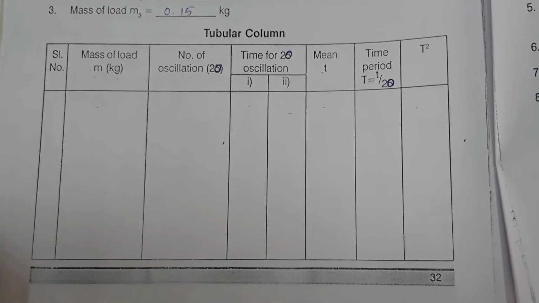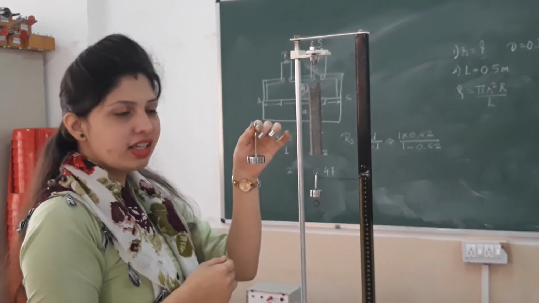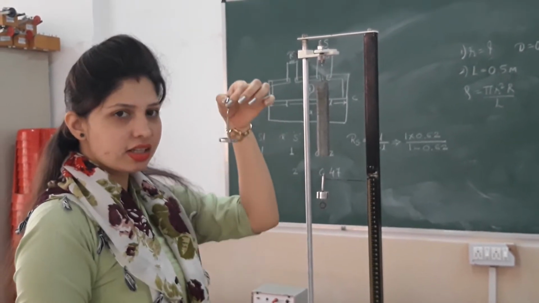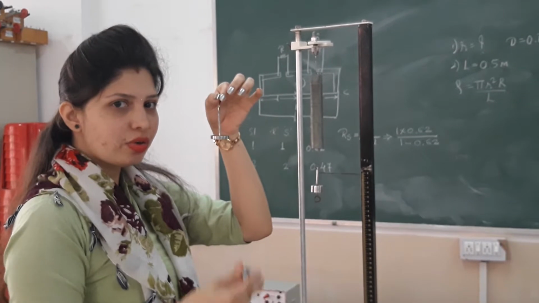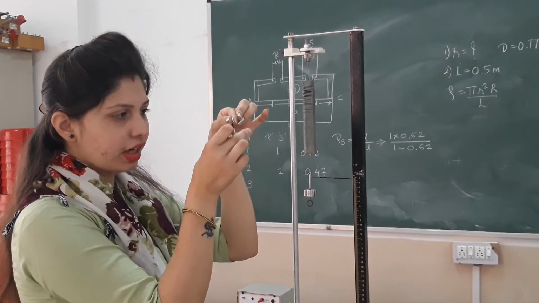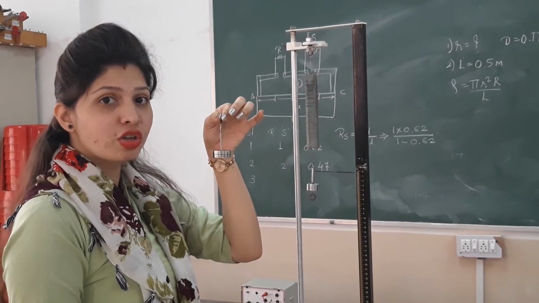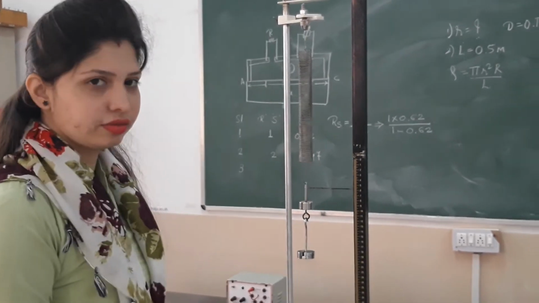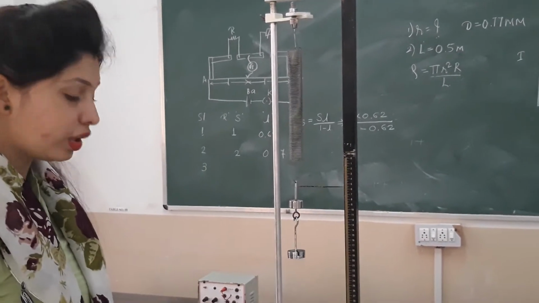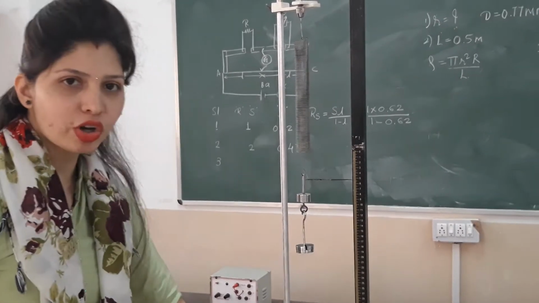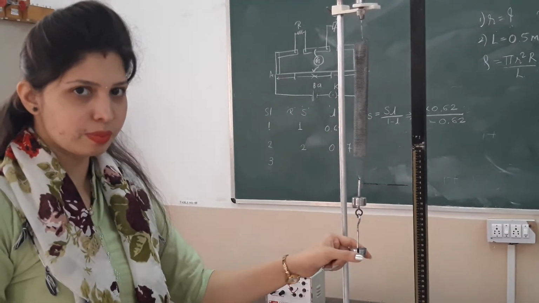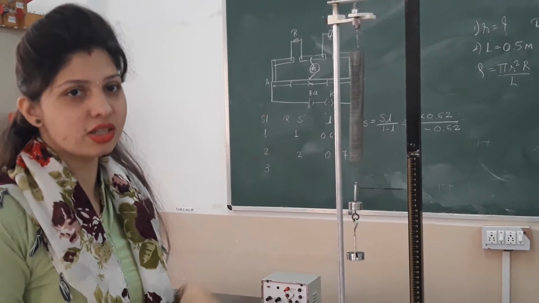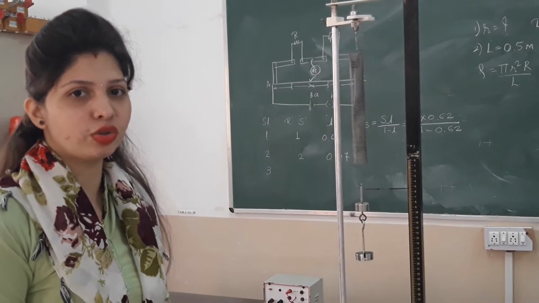So, let us begin the experiment. These are the slotted weights. Initially, if you focus here, this is the base of this tank. Now here, we are going to put 50 gram, that means 0.05 kg. Next, we are going to insert here and we'll tabulate that value in the tabular column. Now, for this 50 grams, we are going to take 20 oscillations. And to count the 20 oscillations, how much is the time required, that we are going to find.